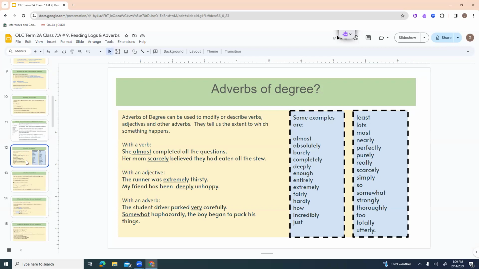So some other examples are things like almost, absolutely, barely, completely, deeply, enough, entirely, extremely, fairly, hardly, how, incredibly, just. And you can see from these, they wouldn't provide a full picture of themselves. They kind of need to work with another type of adverb or verb to give us a clear picture. Least, lots, most, nearly, perfectly, purely, really, scarcely, simply, so, somewhat, strongly, thoroughly, too, totally, and utterly.